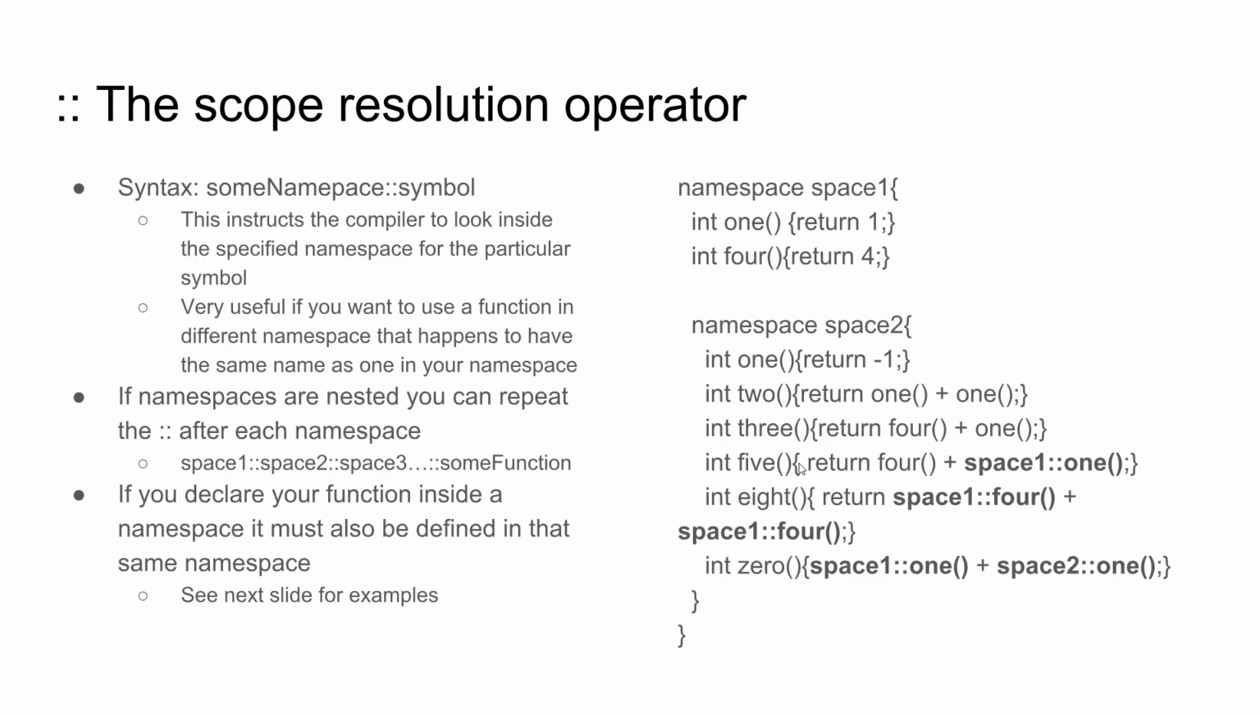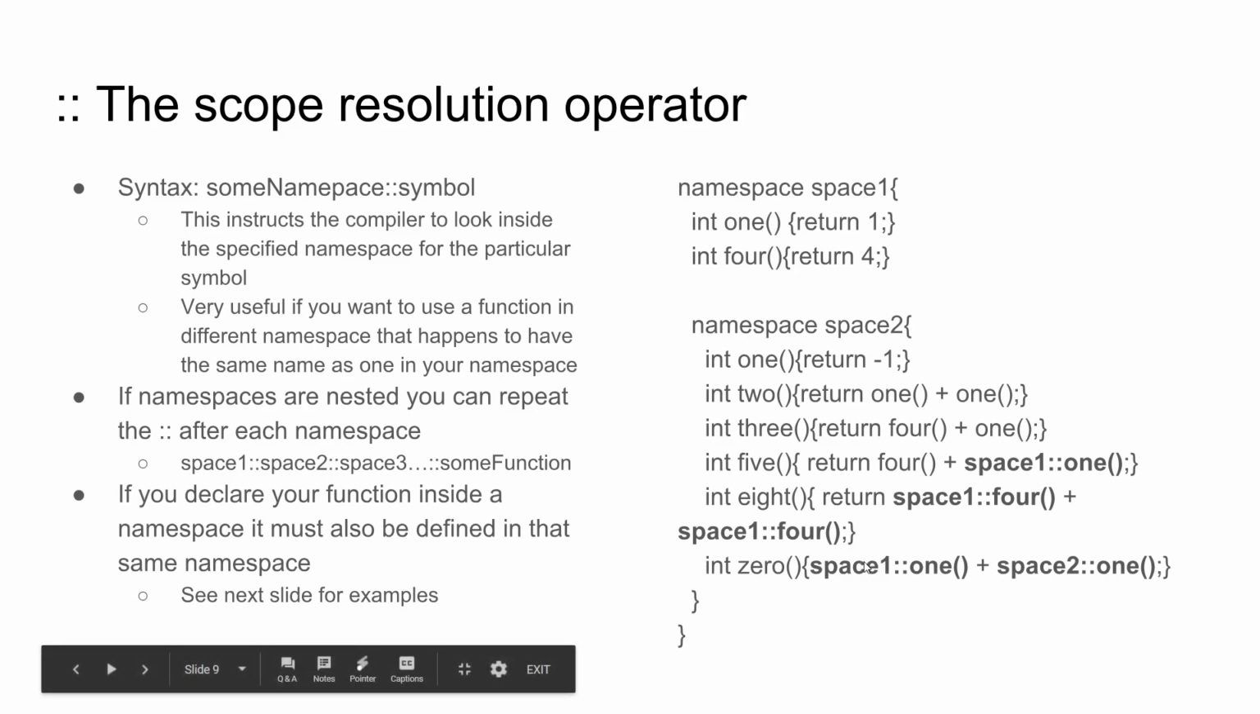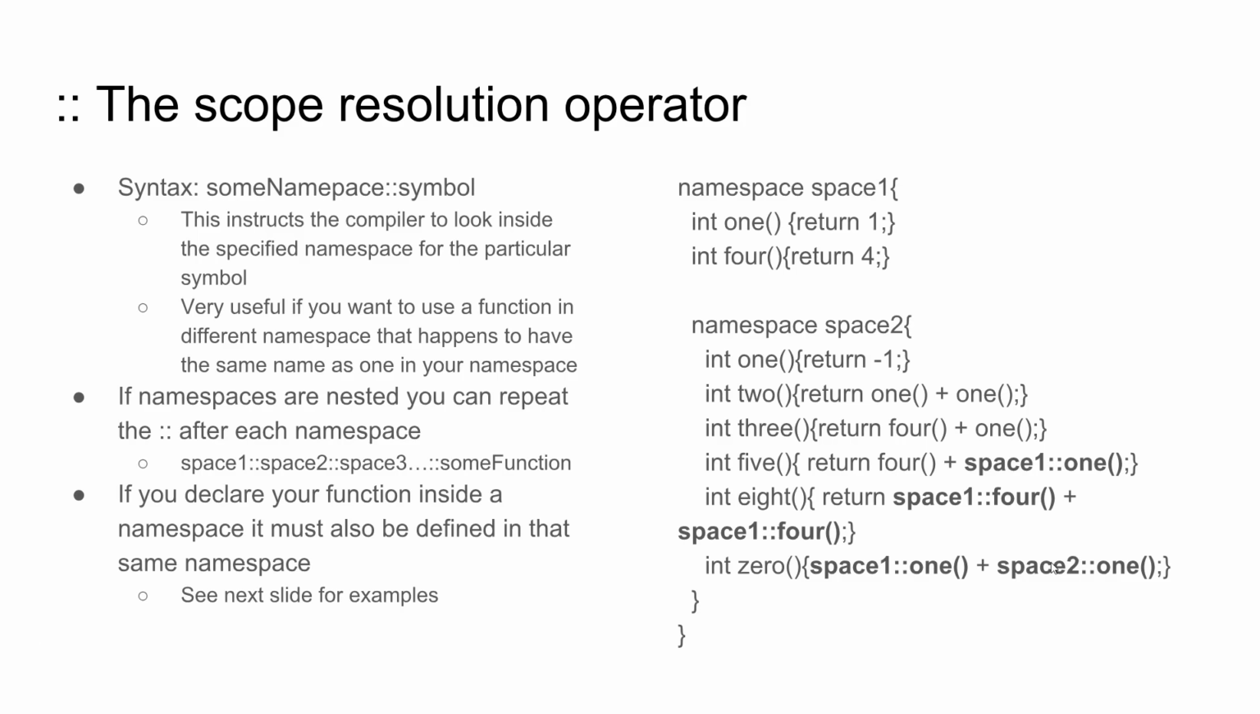Over here in 8, I could use space 1, : 4, space 1, : 4. And again, we're talking about this for each time. If I wanted to, I can also just say space 1, : 1 plus space 2, : 2, or space 2, : 1. And that's going to be positive 1 plus -1, which would be 0.